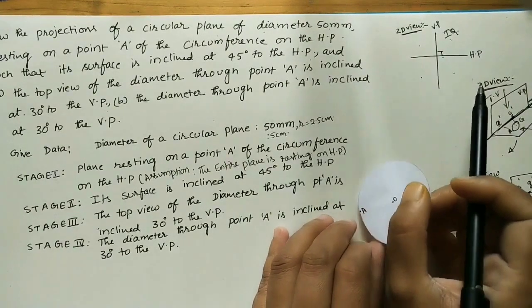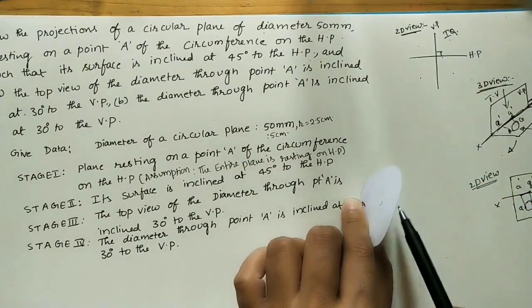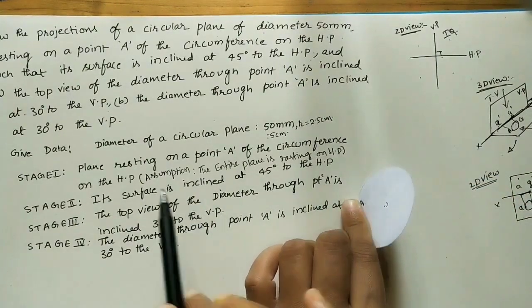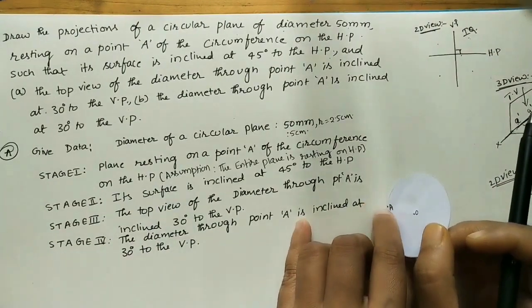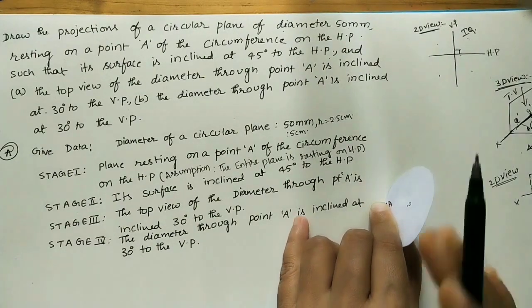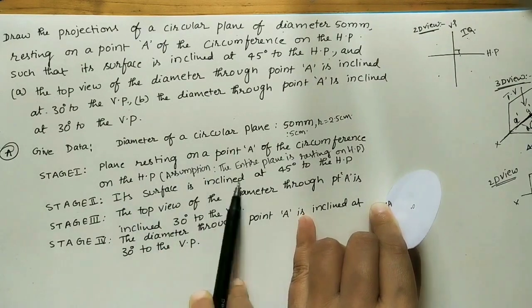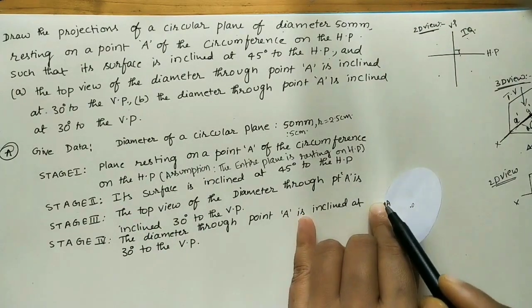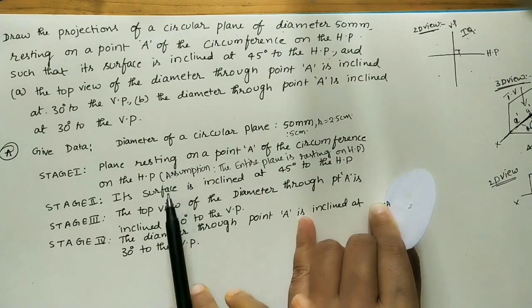Now here we have to keep the A point on the HB only, like this initially. At this point it is tilting 45. So initially we have to keep the first condition: the A point is on the horizontal plane only. At this point it is tilting 45 degrees. So this position is satisfying the first condition. And the second condition: the A point is on the HB only and it is tilting 45 degrees. So it is satisfying both conditions.